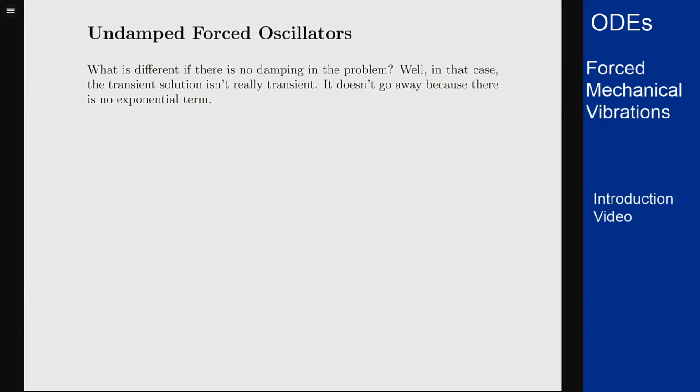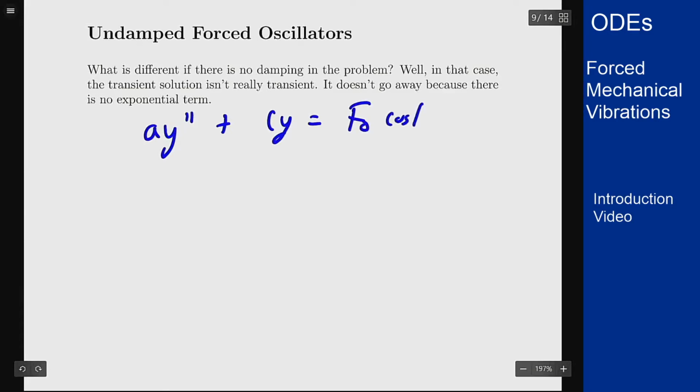In this video, we'll talk about undamped forced oscillators and how the situation is different from that for a damped forced oscillator. So if there's no damping, then the problem changes a fair amount. Right now we just have an equation of the form a y'' + c y = F0 cos(ωt), and there's no damping coefficient anymore.